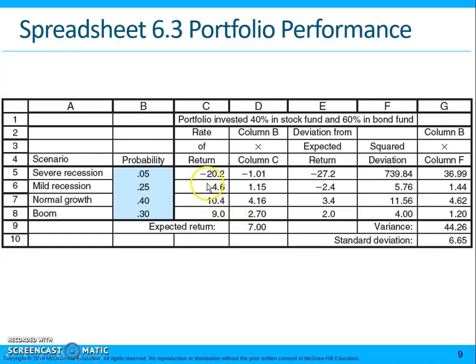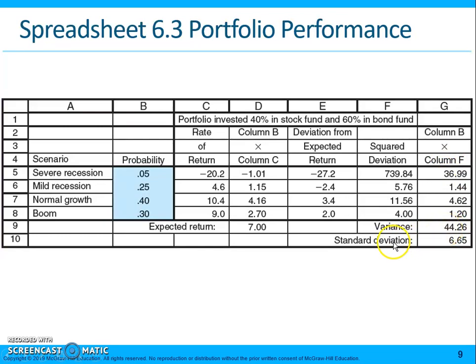Then we calculate our deviation from expected return. So minus 20.2 minus 7, that's minus 27.2. 4.6 minus 7 is minus 2.4. 10.4 minus 7 is 3.4. 9.0 minus 7 is 2. So we square these and we get our square deviation. We multiply those by each of the probabilities and sum those up, and we get the variance of 44.26.